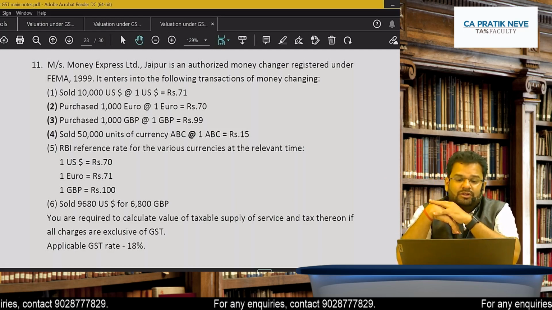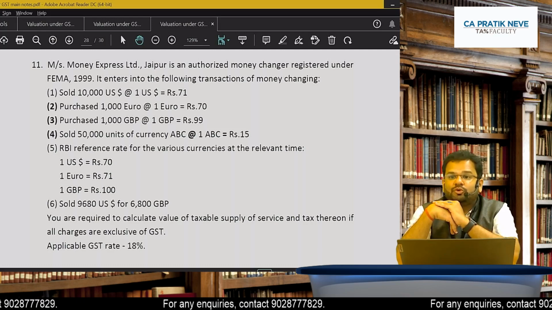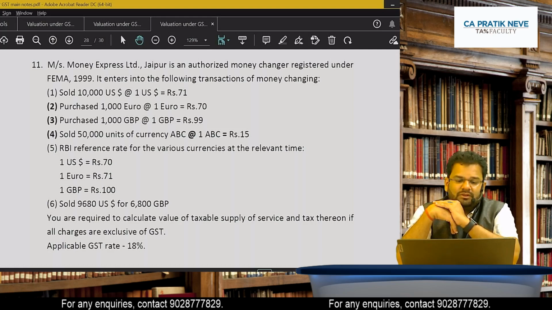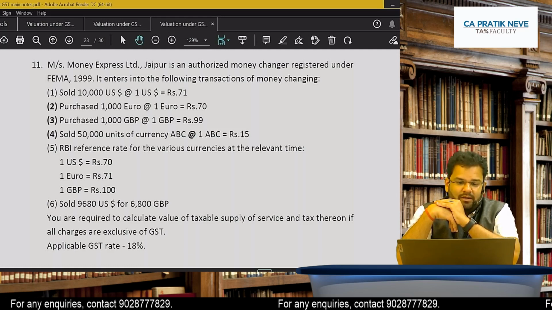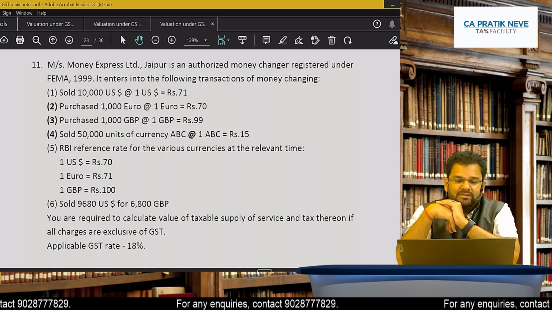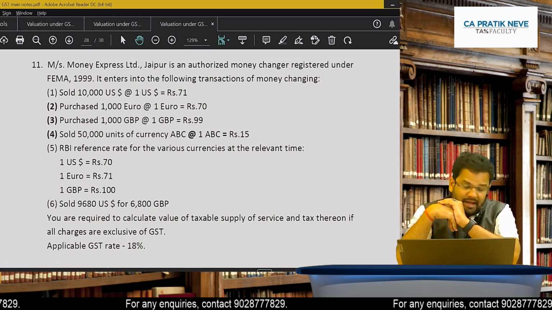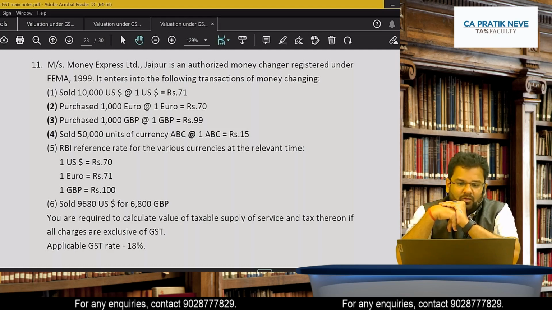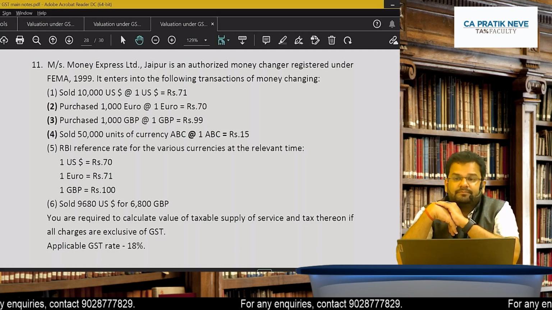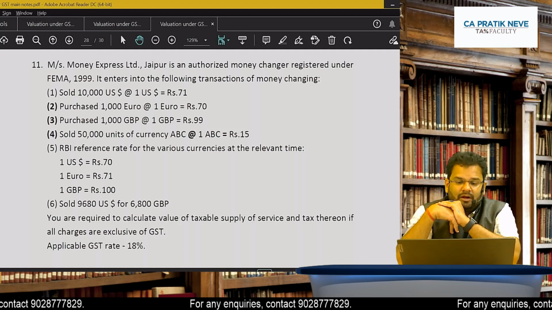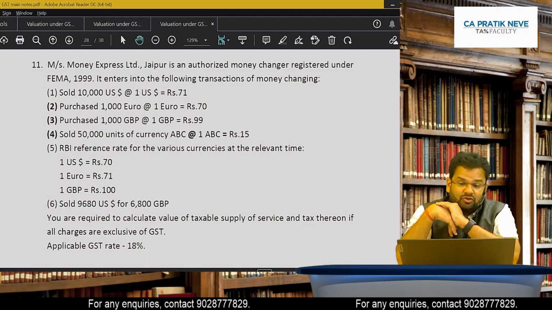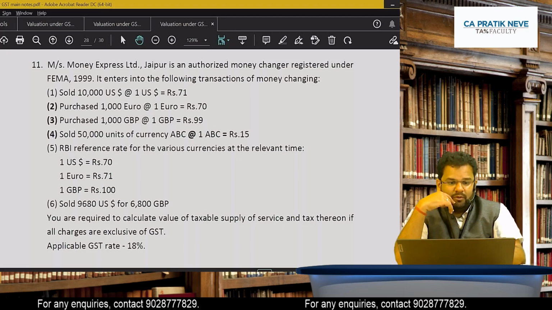Okay, purchase 1000 euro at 1 euro is equal to 70. What should you do? What is your euro reference rate? It is 71. So 71 minus 70, 1 into 1000. What is the assessable value? The assessable value will be 1000. Perfect. What about purchase 1000 GBP at 1 GBP is equal to 99? What will you do? How much is the profit? Profit is again 1 rupee into 1000. So 1000. Agreed? Did everyone understand points number 1, 2 and 3?